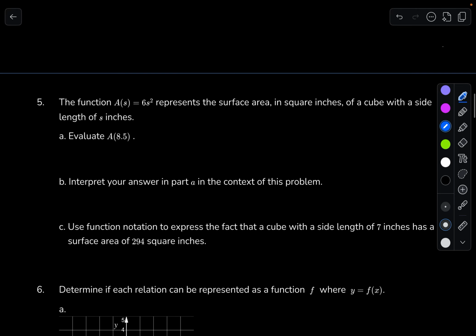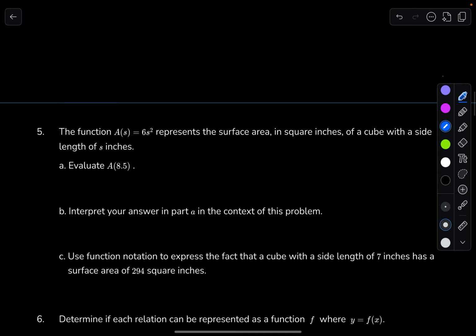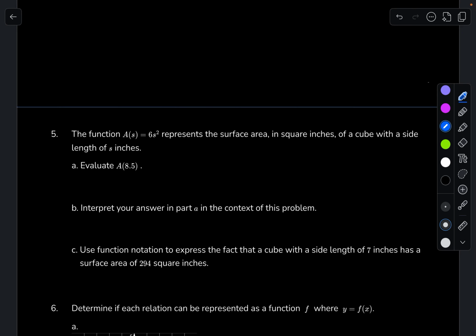All right, number 5. The function A of s equals 6s squared. They tell you it represents the surface area in square inches. It's important to know that. Of a cube with a side length of s inches. And they want you just to evaluate. What is A evaluated at 8.5? A of 8.5, you just plug in 8.5 for s. That's just going to be 6 times 8.5 squared.